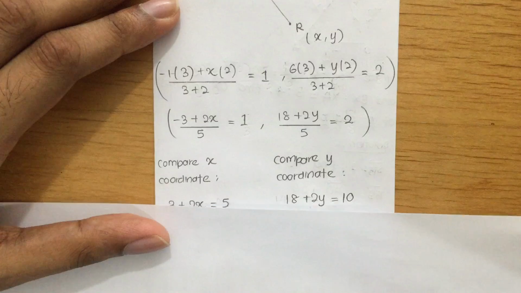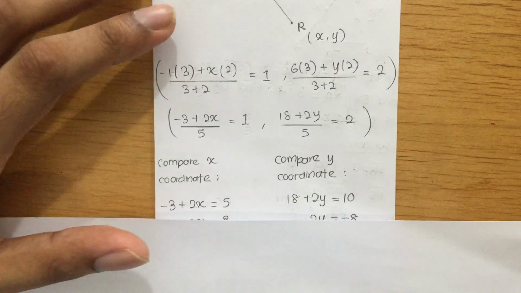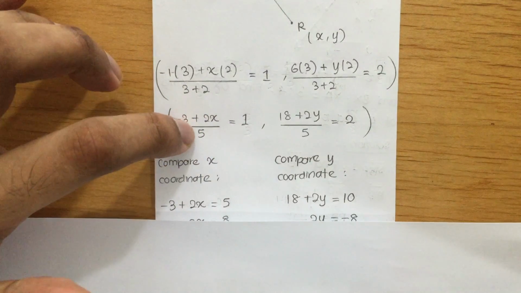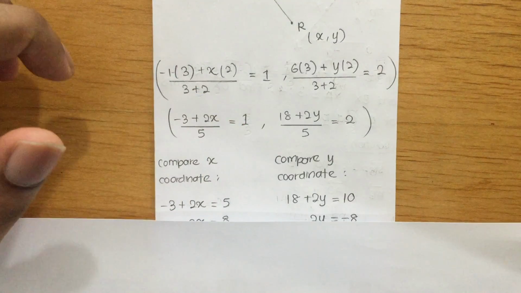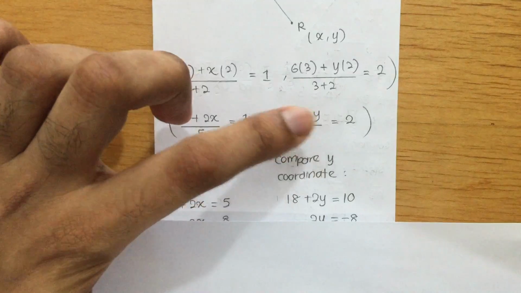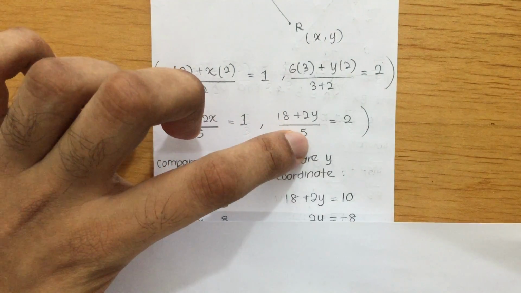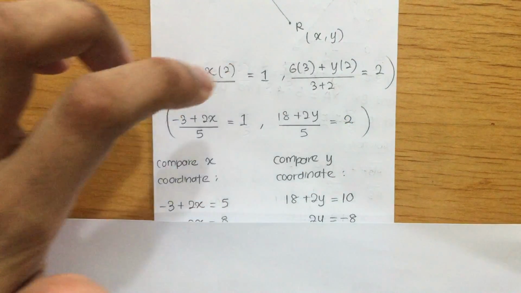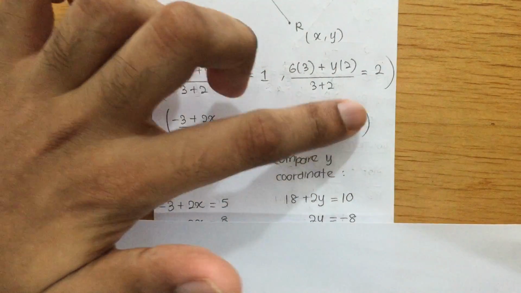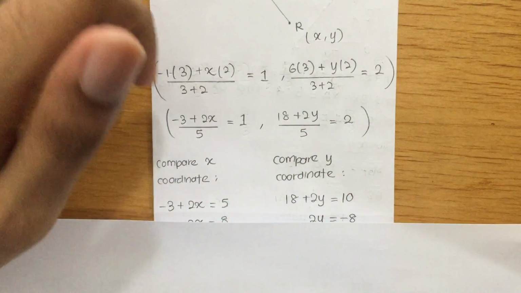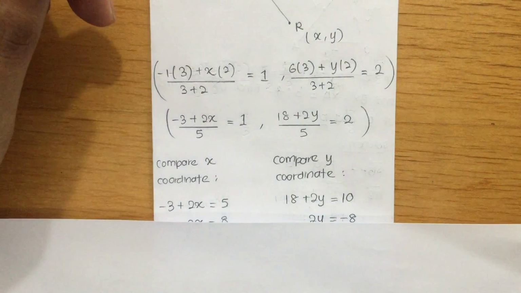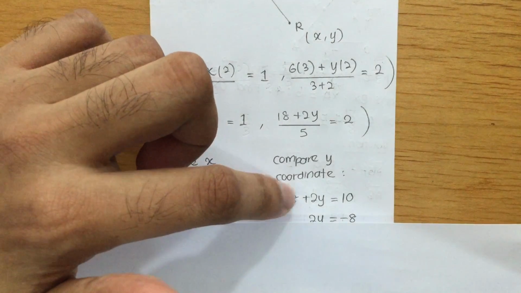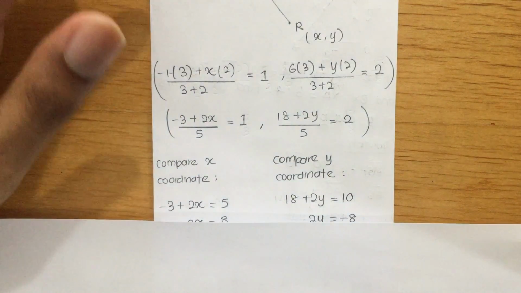Okay, let us continue. So from here, 5 times 1, you can bring the fraction over to the right hand side, or you can times the whole equation by 5. It's up to you. The same thing over here, you bring the fraction over to the right hand side, 5 times 2, or you can times the whole equation by 5. So from here you get negative 3 plus 2x equals to 5. And for the y coordinate, you get 18 plus 2y is equals to 10.